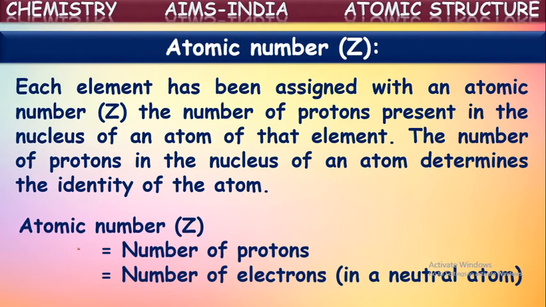In that case, number of electrons is not equal to atomic number. So number of electrons is equal to atomic number only in the case of neutral atoms. But atomic number is always equal to number of protons. And this atomic number is denoted with capital Z. The symbol is capital Z.